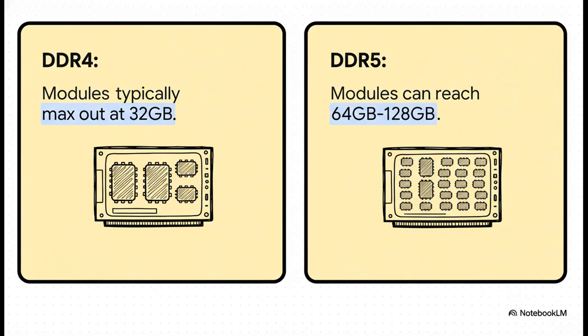And then there's the sheer size of the tank, right? The capacity. As AI models get bigger and bigger, the amount of RAM you have becomes a hard physical limit. DDR5 lets you pack way more memory into a small device.